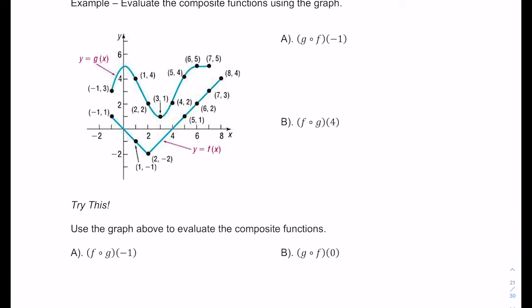This is a very similar problem, except you don't have a table, you just have a graph. You still have your ordered pairs. Okay, so I'm going to highlight the two functions. G of x is this curvy graph. And then this graph here, this green one, that's going to be f of x.